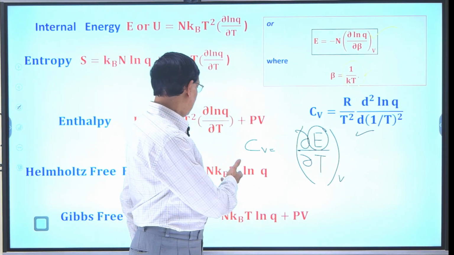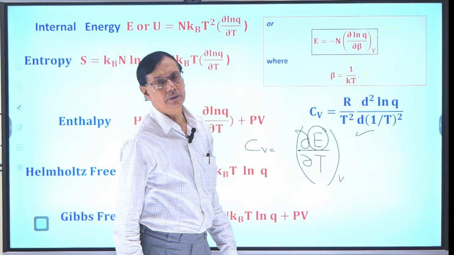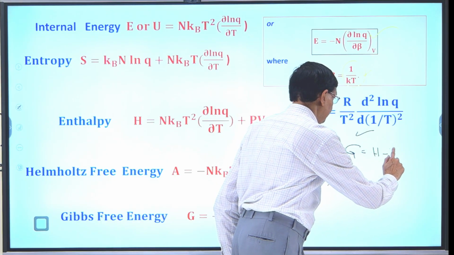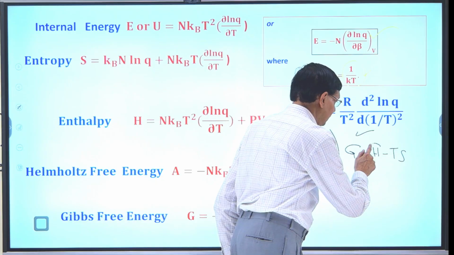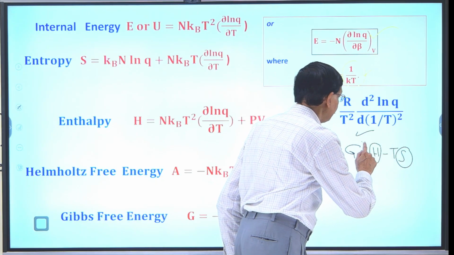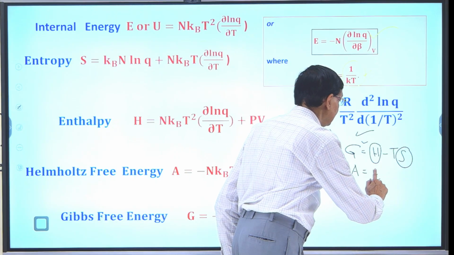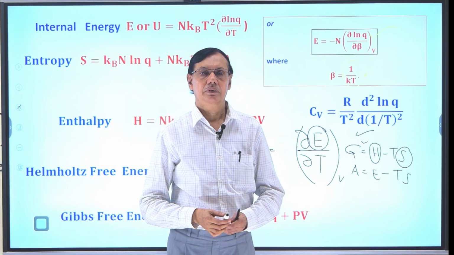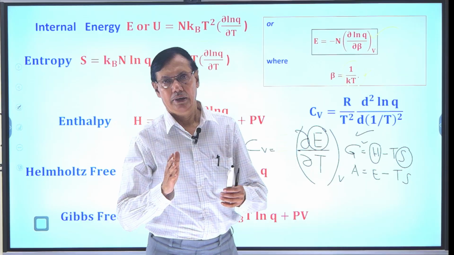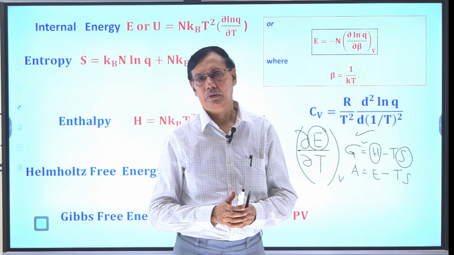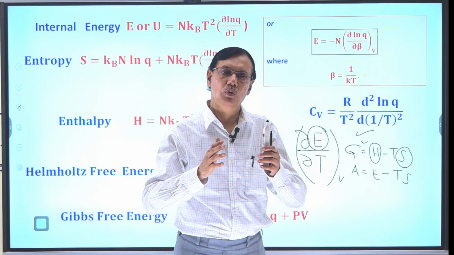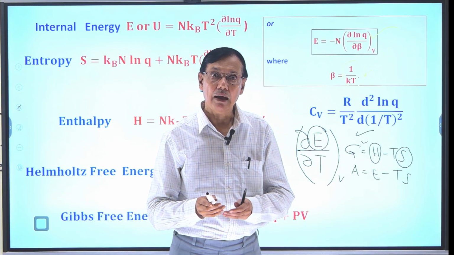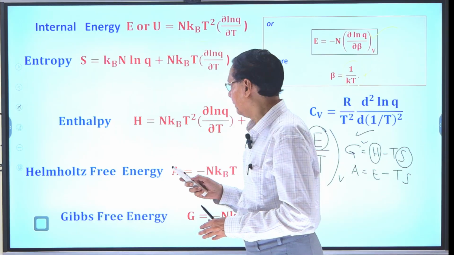So I have to determine the values of Helmholtz free energy, or G is equal to H minus TS. So I have to calculate the value of H and S. Then I can get this, A is equal to E minus TS. What I mean is, if we derive one formula, then from that formula we can get any thermodynamic parameter and the equilibrium constant, and this is the application of the partition function.